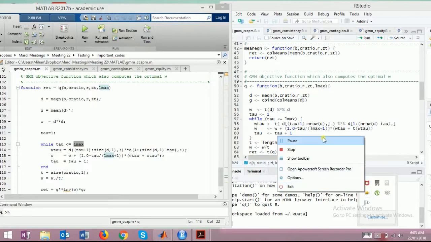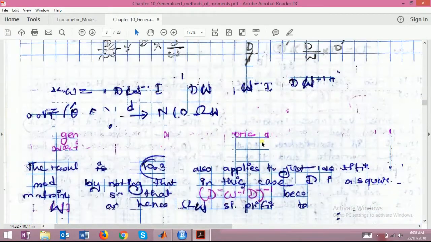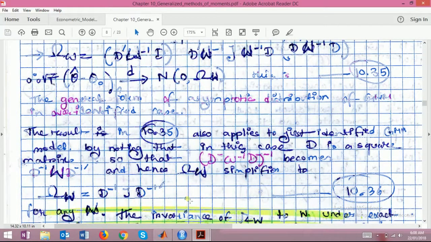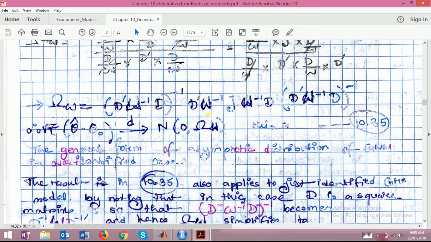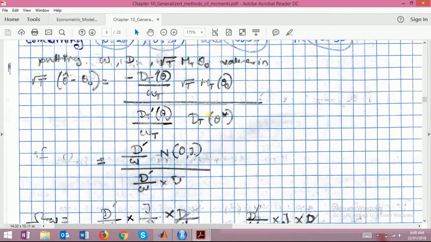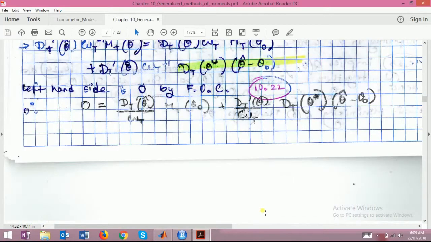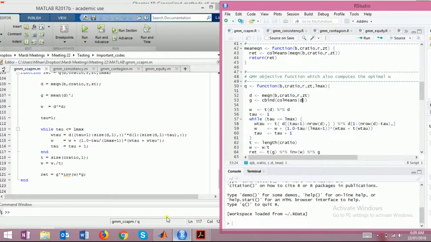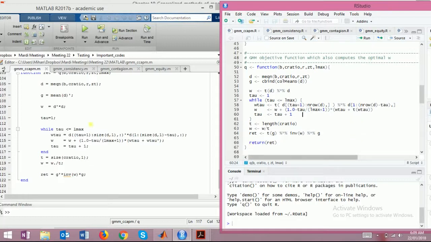Let me find the equation for this. So the whole omega tau should come from here, as we know, omega tau, D inverse J, D inverse transpose, and we are familiar with this equation. We have discussed this equation before. Omega tau is this equation, right? Or we can also use this equation. Anyway, in any combination used, this is what is left for us. Transpose of D, G is the mean of D, then D transpose D that we have used. We are familiar with that. Omega is D transpose D.